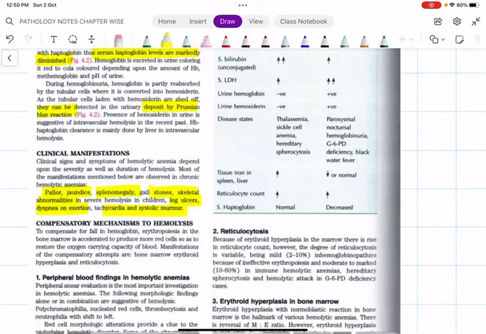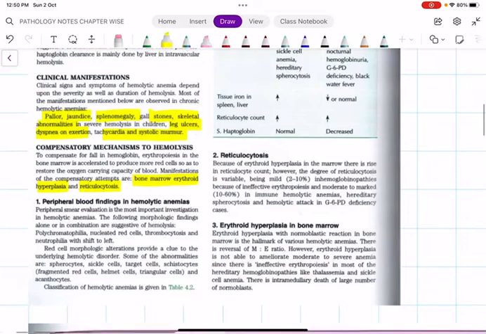Now how will the bone marrow try to compensate for the lost RBCs? Because RBC is undergoing destruction, the bone marrow will try to compensate by bone marrow erythroid hyperplasia and reticulocytosis. I told you in my first session that the reticulocyte count is increased in hemolytic anemia. In iron deficiency anemia, will the reticulocyte count increase? Yes, when the patient is responding to therapy, the reticulocyte count starts increasing. In hemolytic anemia, now let us see the peripheral blood findings. Number one, polychromatophilia, nucleated RBCs.